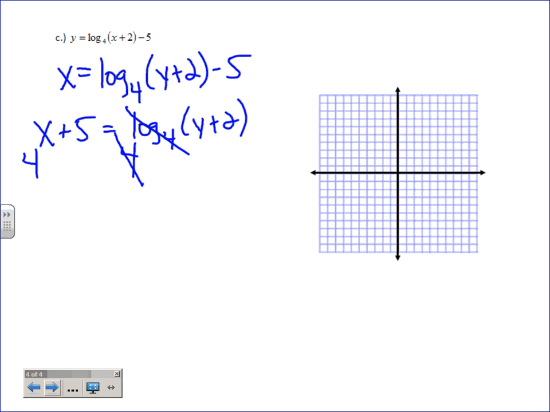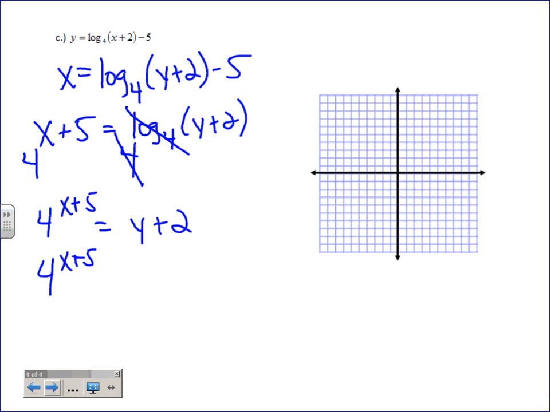Does it cancel on the left side, though? No, because we don't want it to. So we've got 4 to the x plus 5 as an exponent equals y plus 2. We're almost there. Now, what you do with the minus 2 is very important. It's on the same level as the base.